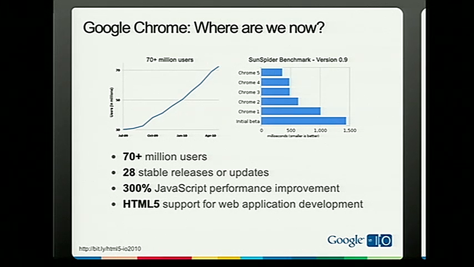We have a few stats here that I want to share with you that confirm we're on the right track. First, we have over 70 million users and growing. We are iterating and improving very fast with 28 stable releases to date. We are improving the end-to-end performance of the browser. The JavaScript engine performance, for example, has improved over 300% since launch. And finally, we are focusing on HTML5 as the underlying code of the web that makes rich applications possible.